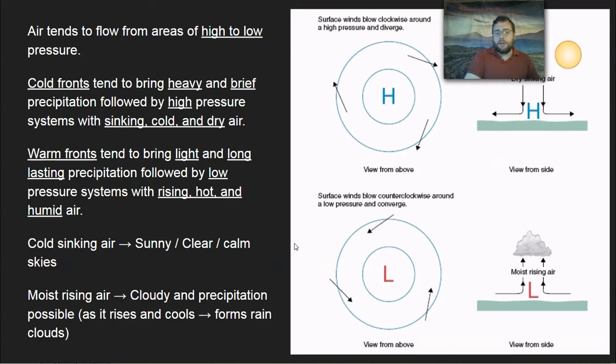Meanwhile, on the cold front, you have cold sinking air, which causes sunny, clear, calm skies. Right? So a high pressure system equals sunny, clear, calm skies. Colder. A warm, low pressure system will be cloudy with precipitation because of all the humidity that heat is causing to be gathered in the atmosphere, leading to more clouds and more possibility of precipitation.